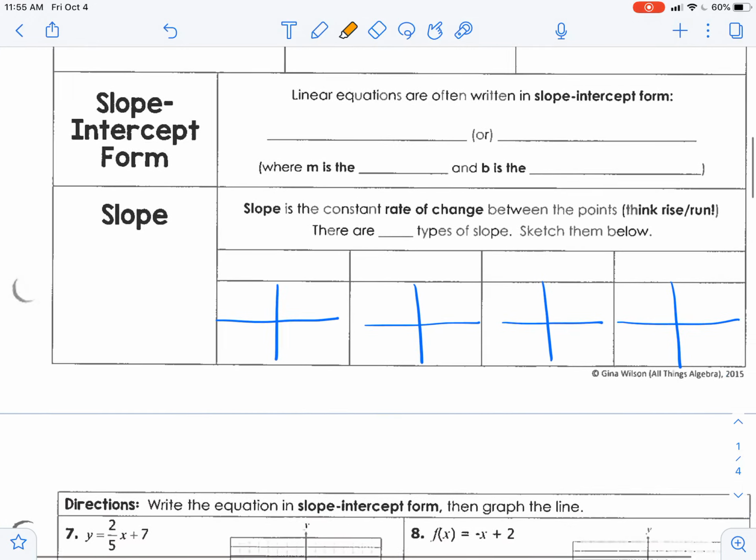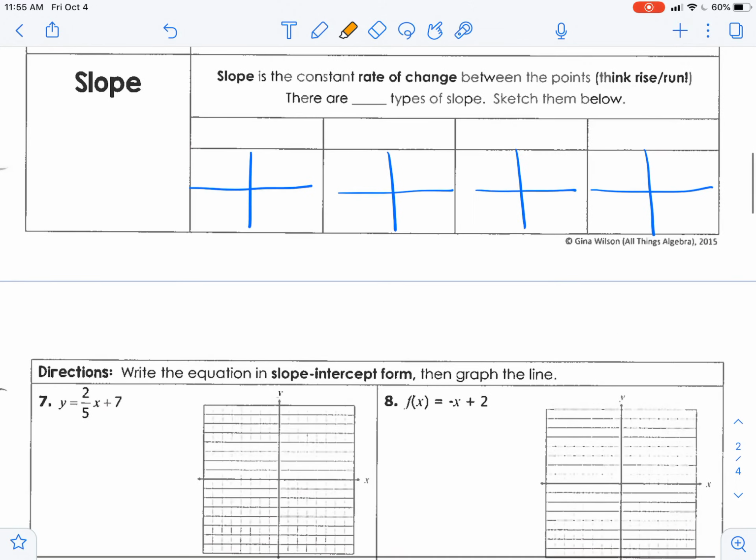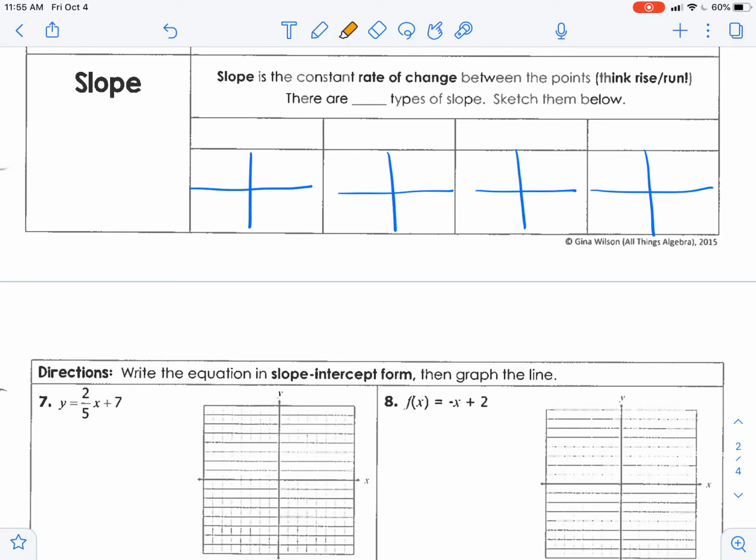Now we're going to focus in this video on slope, because one of the things about a linear relationship is that in order for it to be linear, it must have a constant rate of change. And we do define that as the slope. You can also think of slope as rise over run. And if you're looking at a graph, rise over run is sometimes easier than anything else.